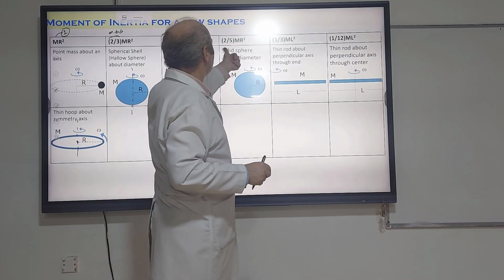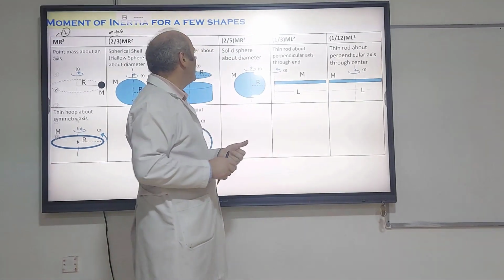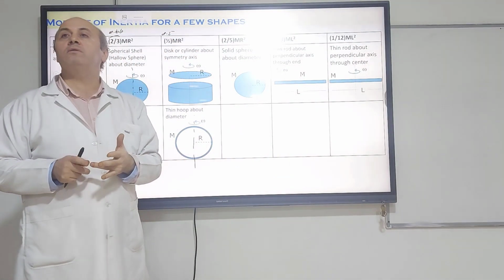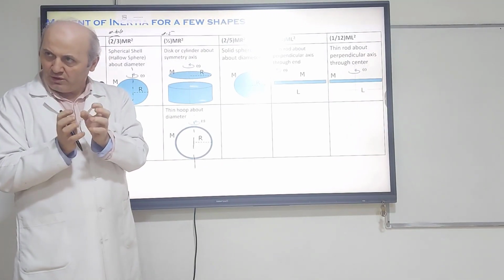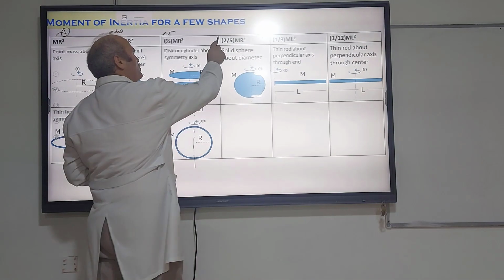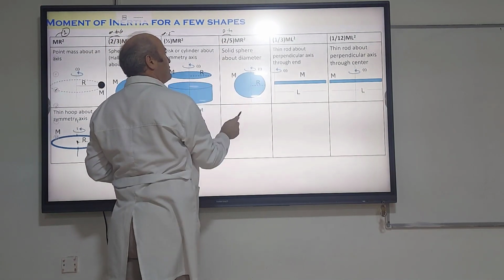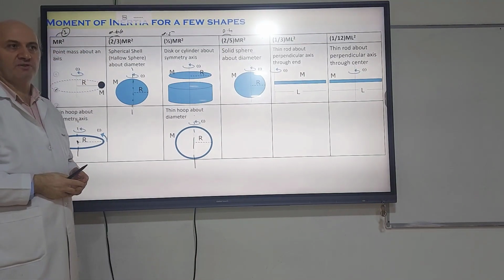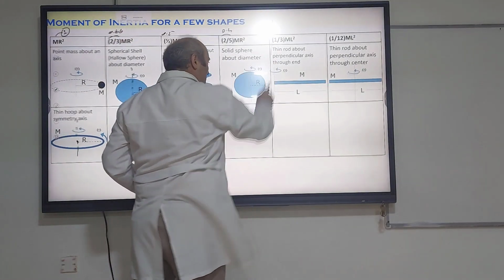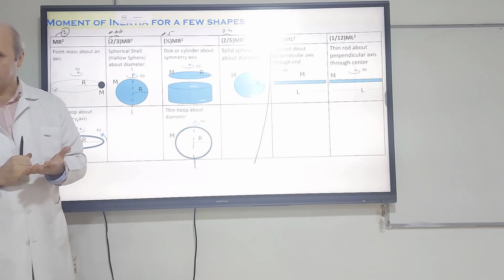The last one is the solid sphere about a diameter, like a baseball or bowling ball, anything that is full inside. 2/5 MR squared, and this 2/5 is 0.4. M is the mass of the sphere, R is the radius of the sphere. These are the shapes which have mass and radius.